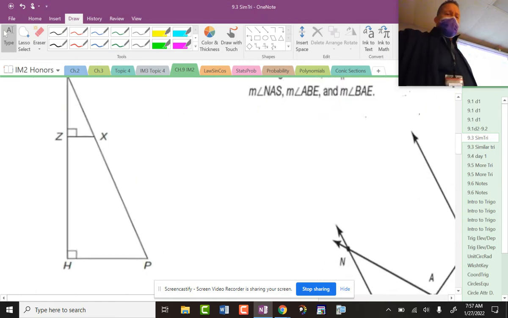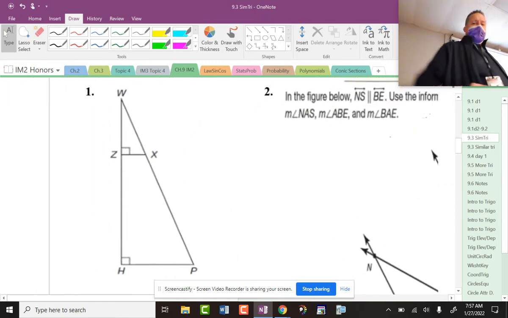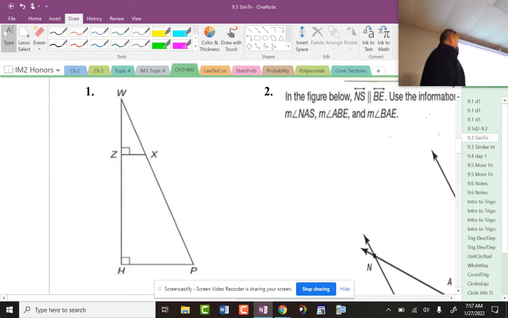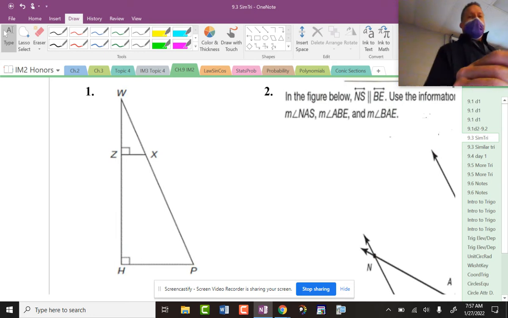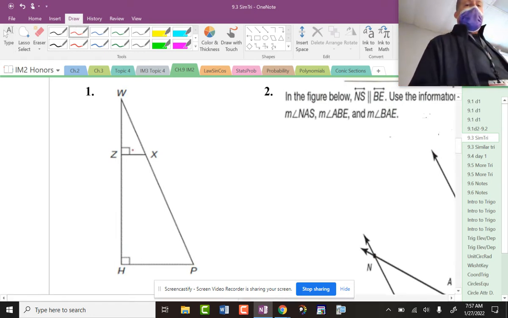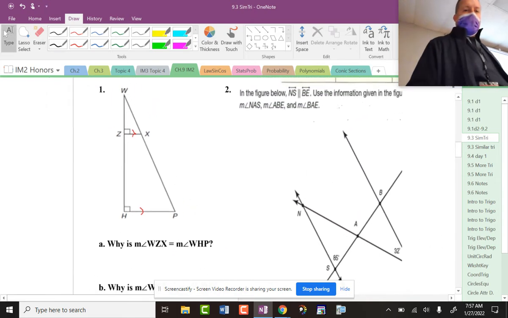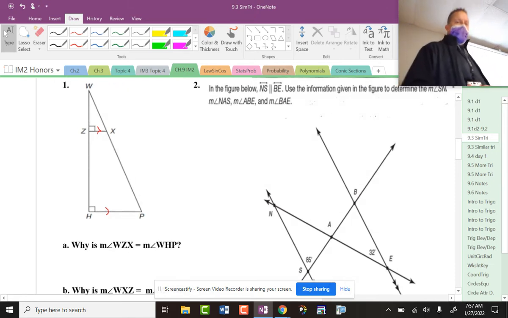So looking at this in the warm up real quick, because both of these angles are right and they're cut by this transversal, there is a theorem that says you can say these two lines must be parallel. They must be going in the same direction. So when you look at this first comment, why is WZX?